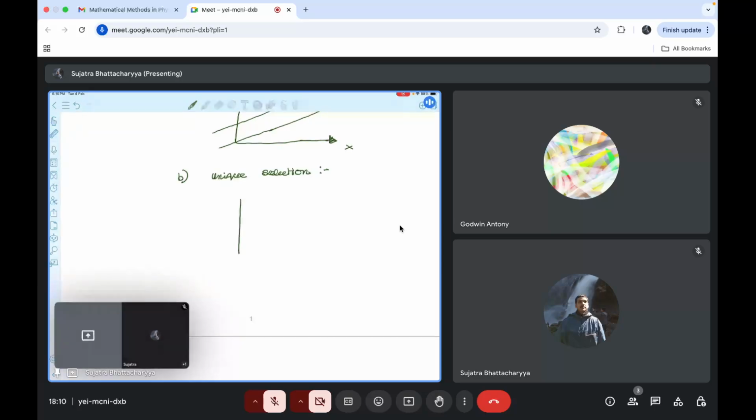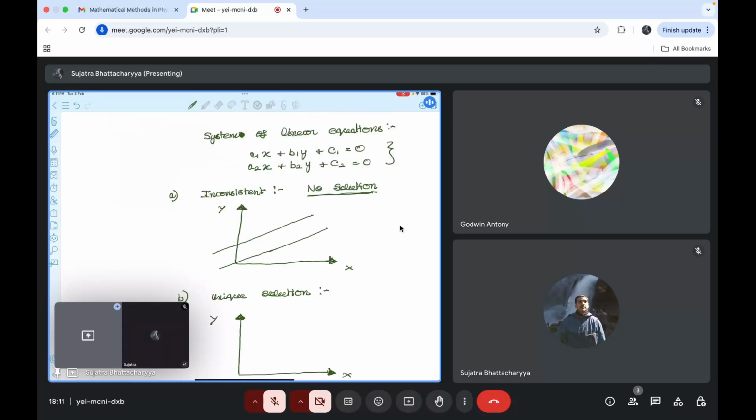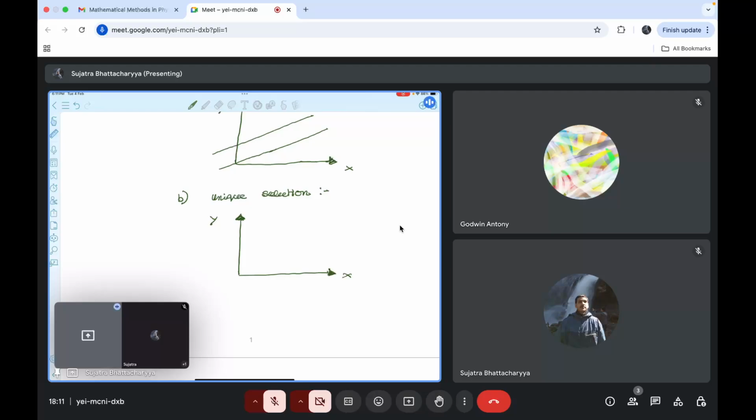Suppose this is again your xy coordinate system. This is x, this is y, suppose. And one of the equations which I have written there, if I put a1, b1, c1 in such a way that it gives you something like this. Okay? This is one of the equations. And the second equation, based on the values of a2, b2, and c2, you can draw a line like this.